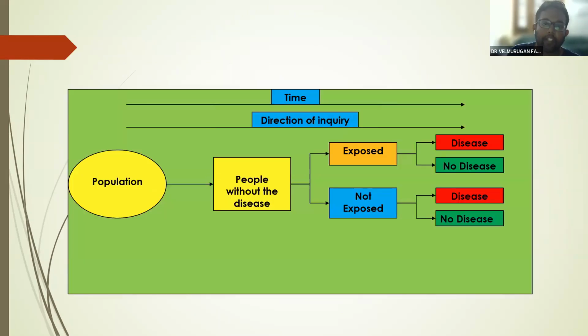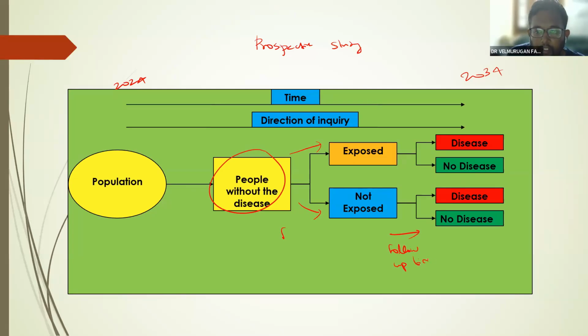So this is the cohort study. This is the time and direction of inquiry. We are always going forward, from 2024 to 2034. So only the cohort study is called a prospective study. In the cohort study, we always start from a population without the disease. Then we divide them based on exposure status, and give some follow-up time, like 5 years or 10 years, into exposed and not exposed groups.